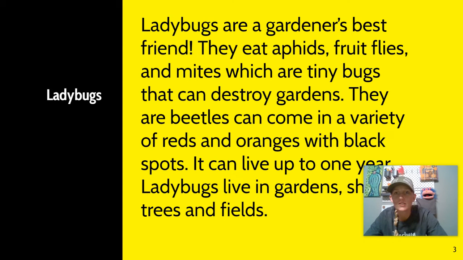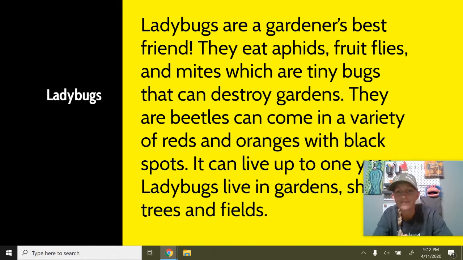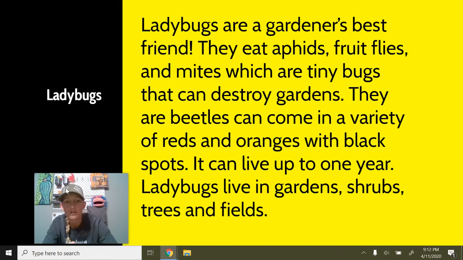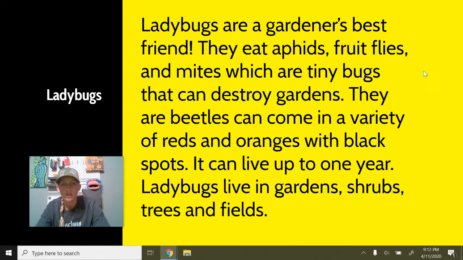They eat aphids, fruit flies, and mites, which are tiny bugs that can destroy gardens. They are beetles, and they can come in a variety of reds and oranges with black spots. It can live up to 1 year. Ladybugs live in gardens, shrubs, trees, and fields. So this is all about ladybugs. Now we're going to read about a different insect that is also good for the garden.